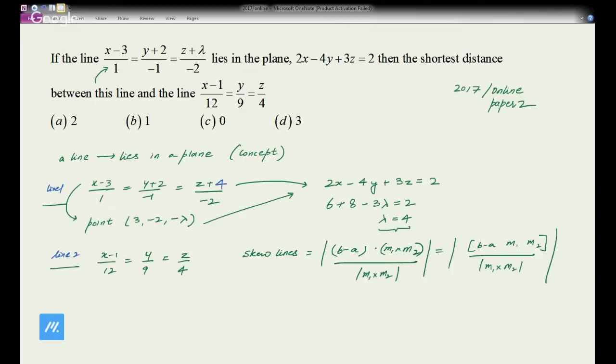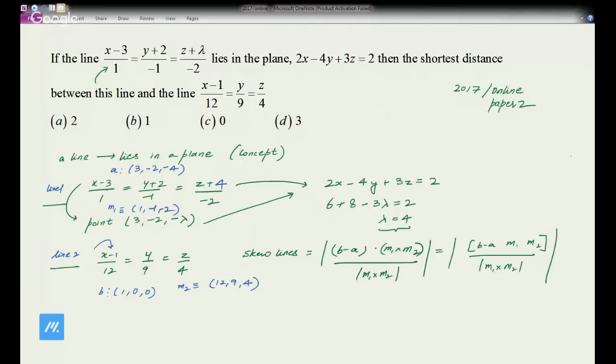Okay, so people are saying the answer is 0. Absolutely, the answer is 0. Why? What is b here? Let's take b as the point on this line, which is (1, 0, 0). The point a on the other line is (3, minus 2, minus 4). What is m1? m1 is the DRs of line 1, which are (minus 1, 2, minus 2), and m2 are the DRs of the other line, which are (12, 9, 4).